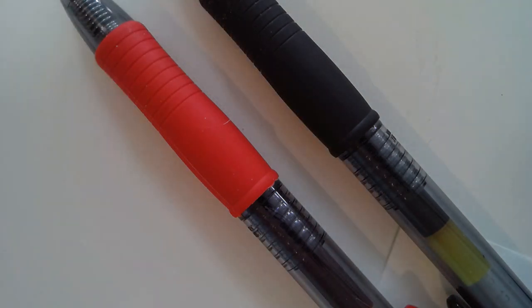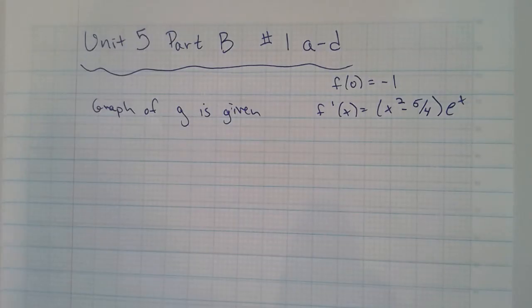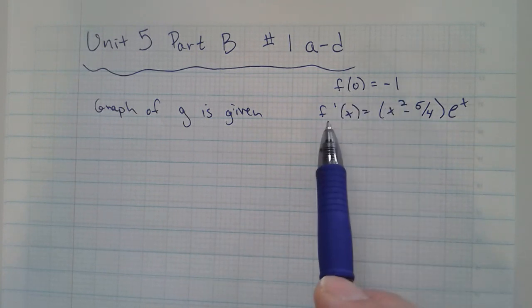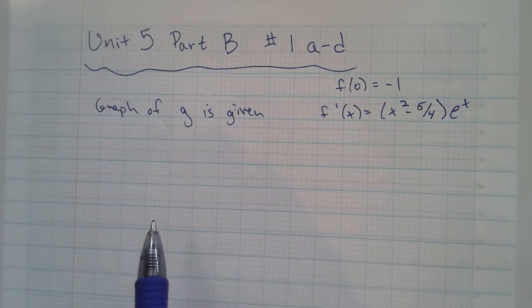All right, so we're looking at Unit 5, Part B, number 1, A through D. The graph of g is given. We know f of 0 is -1, and f prime is this.